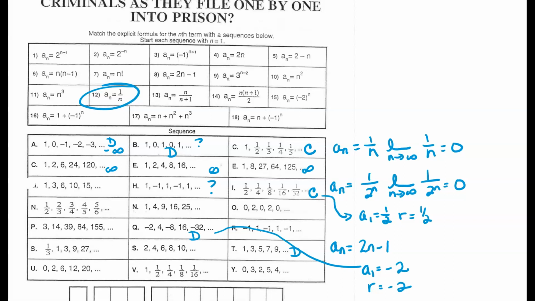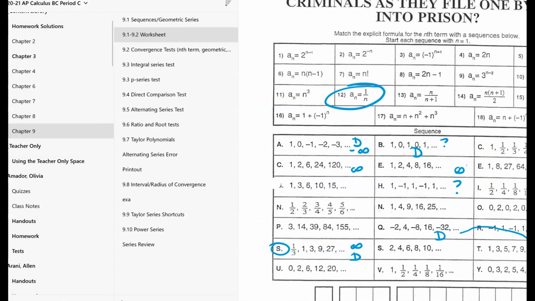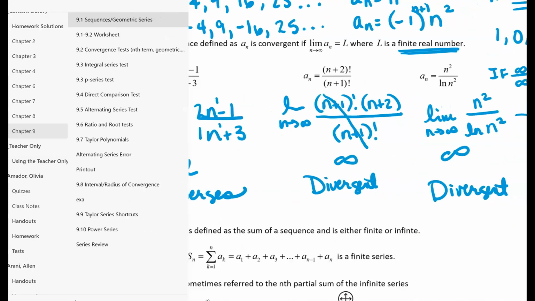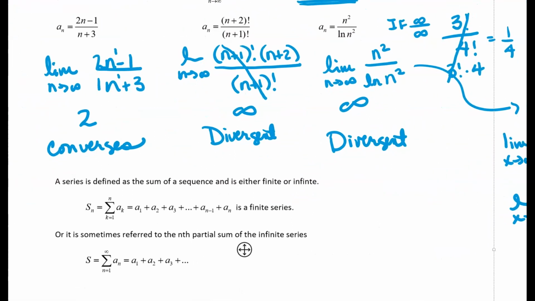S is also geometric: 1/3 times 3, 1 times 3, 3 times 3, 9 times 3, and so on. But you can see that this one is also going to infinity, and it's divergent. So what makes a geometric convergent versus divergent? We shall go back and talk about that.